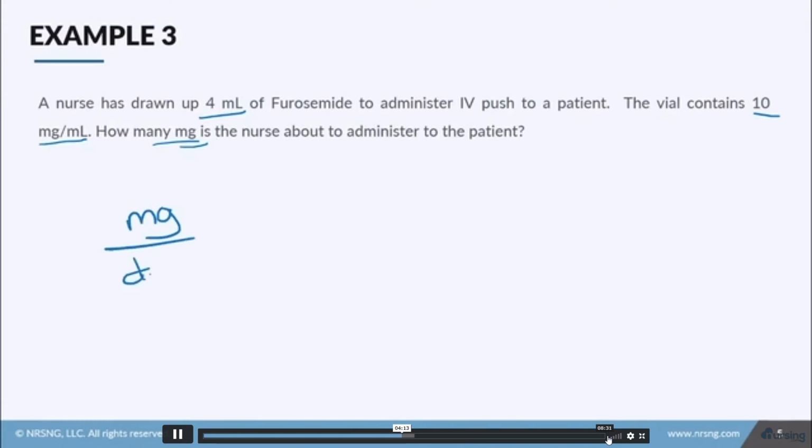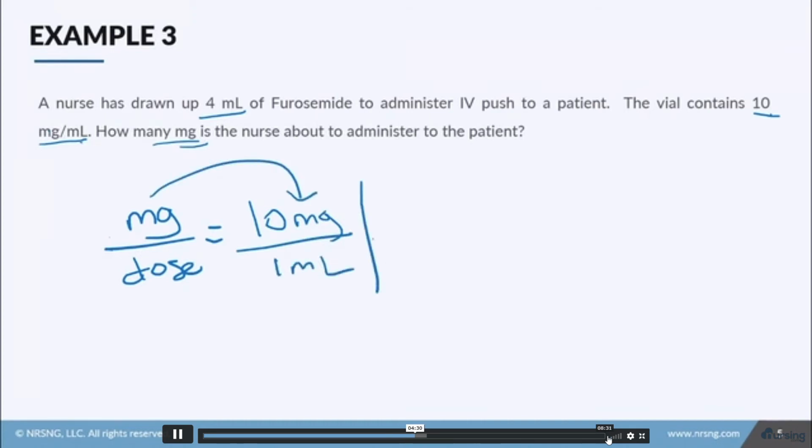Milligrams per dose. Okay, what do I know? What am I given about milligrams? Right here, I've got 10 milligrams is in 1 milliliter. So 10 milligrams, again, because we transferred this unit across, 1 milliliter. Now, transfer the units up, milliliters. What else do I know about milliliters? Well, right here, I know that she's giving 4 milliliters in this dose that she's about to give, or he.